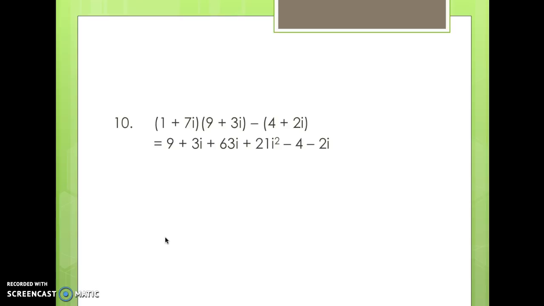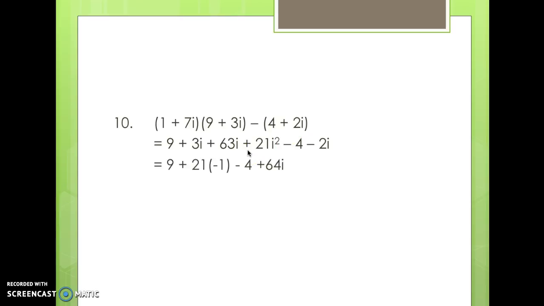So when we distribute, 1 times 9, we get 9. 1 times 3i, we get 3i. 7i times 9 equals 63i. And 7i times 3i equals 21i squared. And then we distribute this negative sign. So we have negative 4 and negative 2i, just like what we got right here.